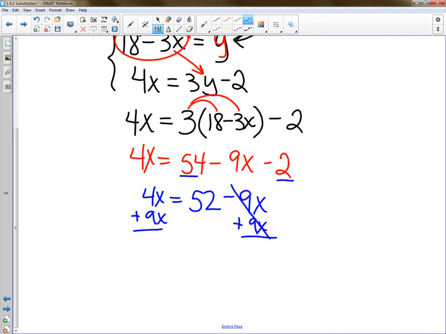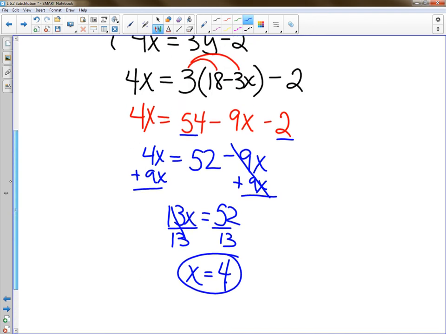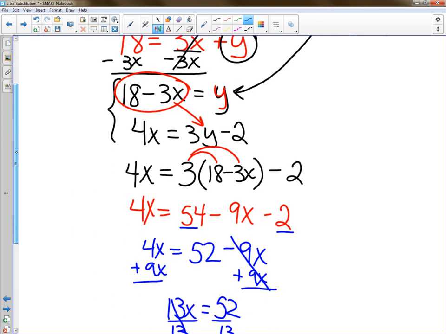The 9x's go away. 4x plus 9x is 13x equals 52. And my last step is to divide both sides by 13. And when I do, I get x equals 4. Whew. Now, at this point, you're probably thinking, whew, that's a good problem, I'm done. Well, you're done with half of it.